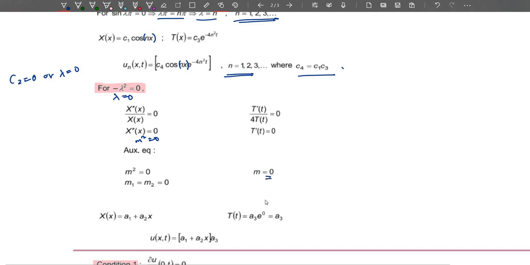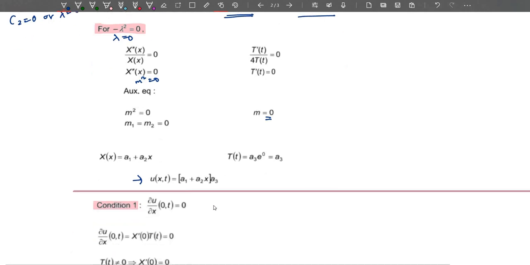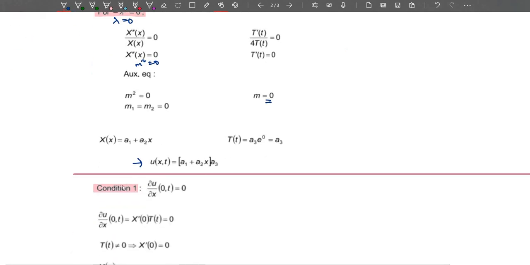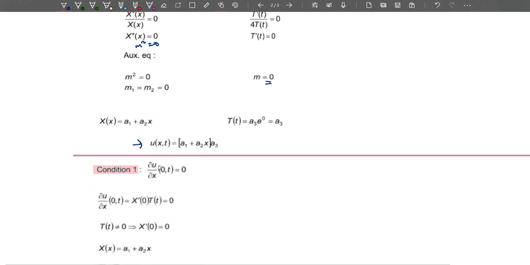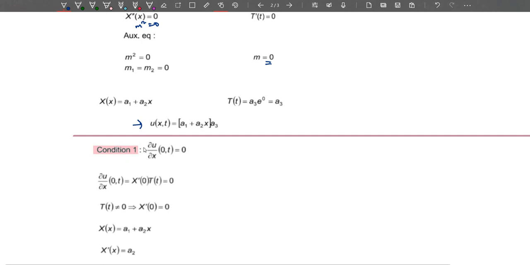Because here m equal to 0. Therefore, u(x,t) is actually (a1 + a2x) times a3. Okay. And from here, we need to apply the first condition back again, because this is the new u(x,t). Then ∂u/∂x (0,t) equal to 0.